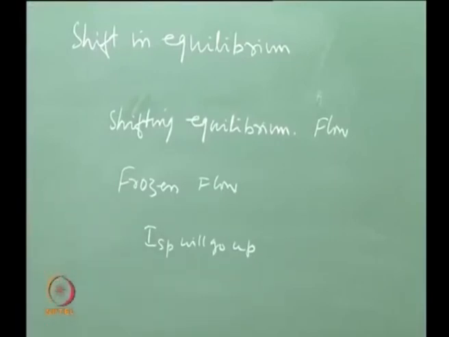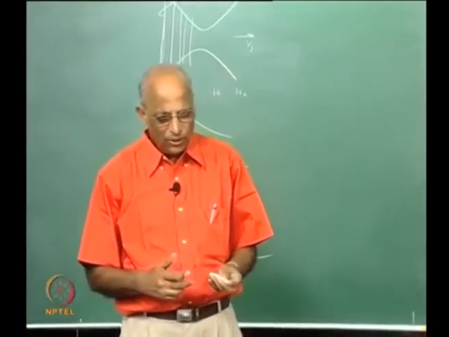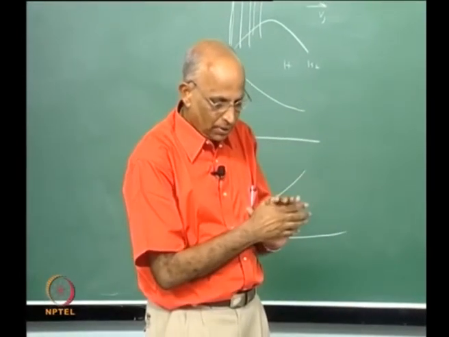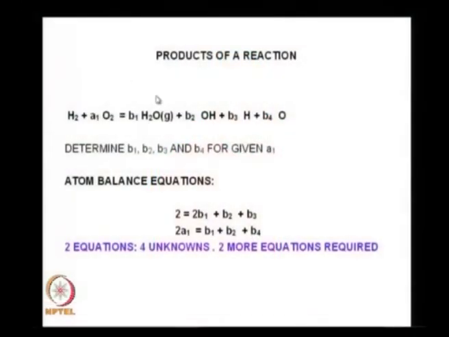Let us do a problem. In fact, I will come back to all this before I complete the portion on chemical propellants, but let us just go back and say, supposing I am interested in the products of a reaction, like let us say I have the reaction of 1 mole of hydrogen with A1 moles of oxygen, and let us say it gives me B1 moles of water at a high temperature, plus part of the water is dissociated into OH, part is dissociated into H, part is dissociated into oxygen.